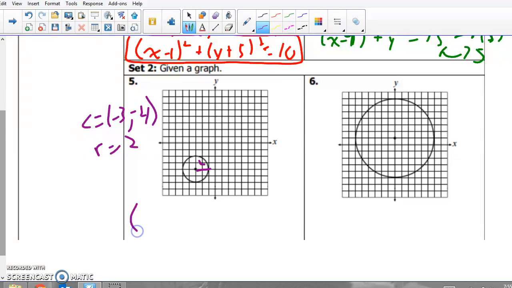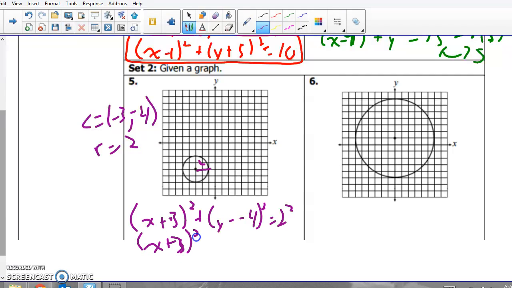So my equation of my line would be x minus negative 3 squared plus y minus negative 4 squared equals 2 squared. So those change to positive. So we got x plus 3 squared plus, those change also to a positive, so it'd be y plus 4 squared equals 4. So there's my equation of that circle.